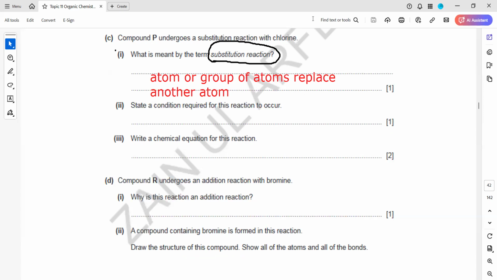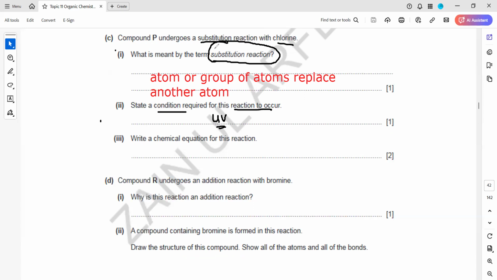State the condition required for this reaction to occur. What are the conditions we need for this reaction to happen if we want a substitution reaction? We need ultraviolet light, or UV light. And write a chemical equation for this reaction.